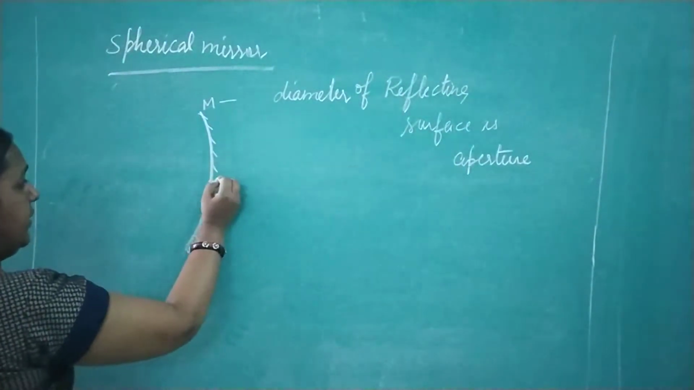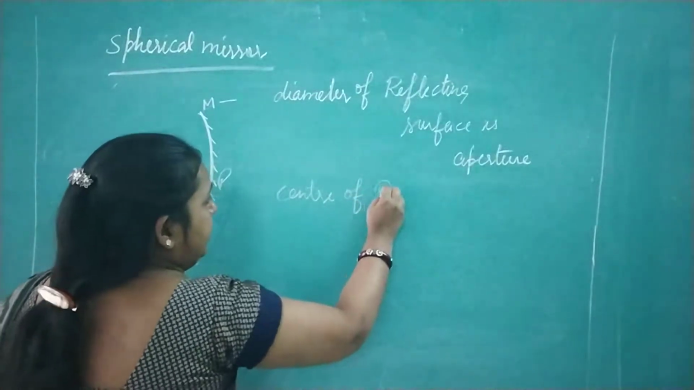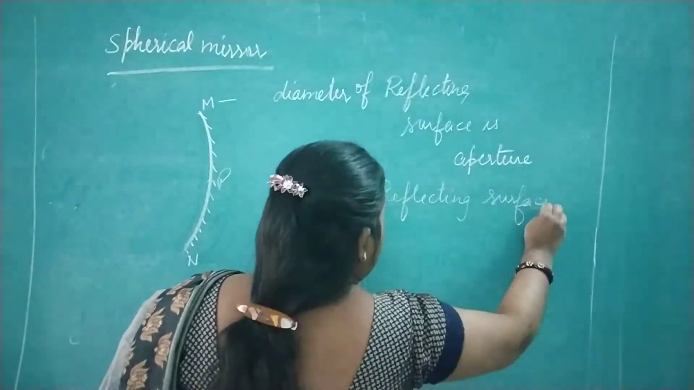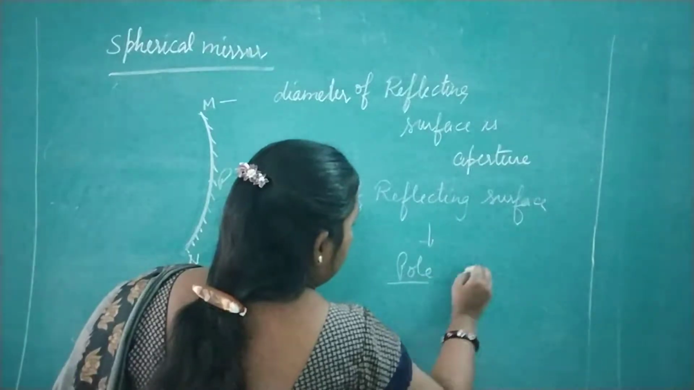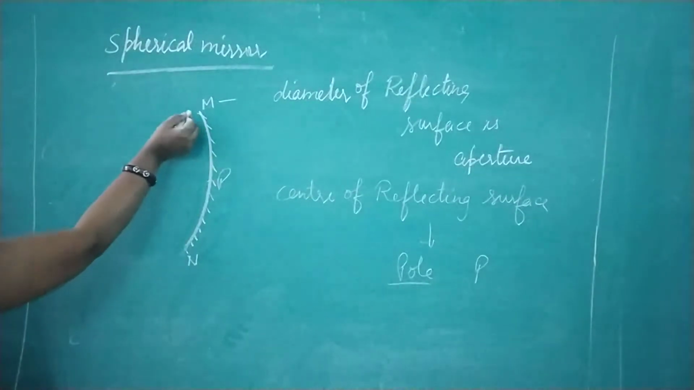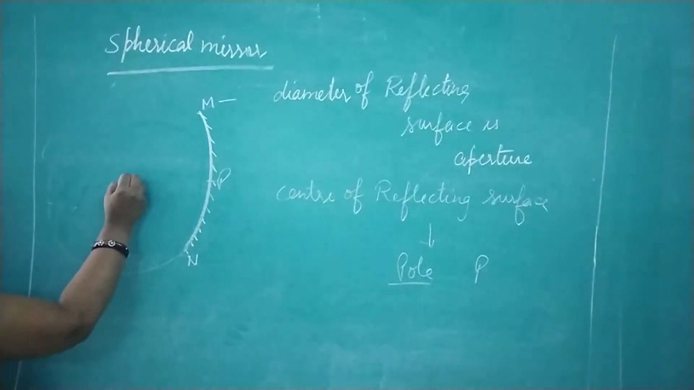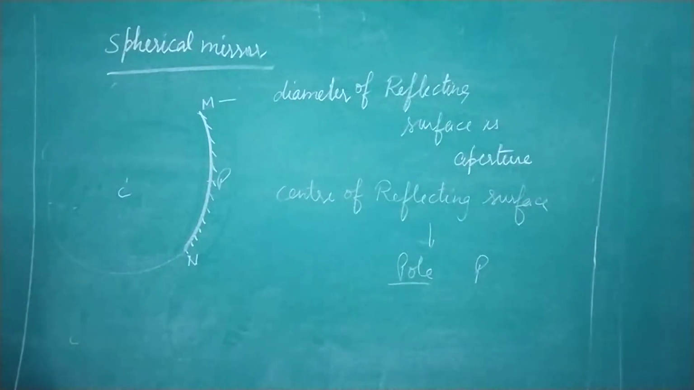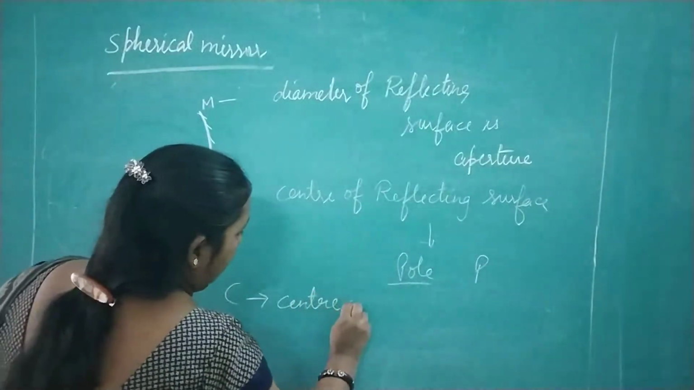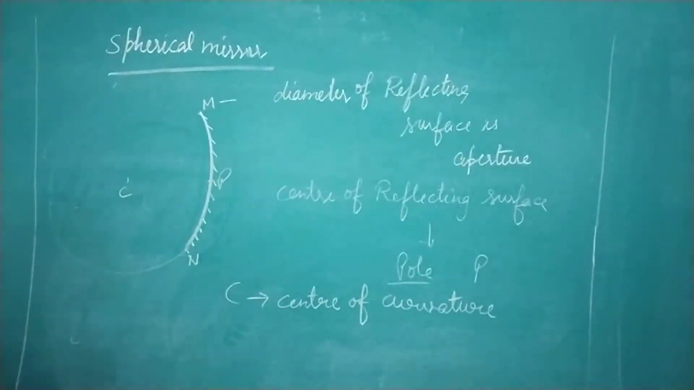Now its center is known as the pole. The center of the reflecting surface is called the pole, and it is denoted by the capital letter P. As all of you know, it is formed from a sphere. When I make this sphere, it has a center, denoted by C, and it is known as the center of curvature.